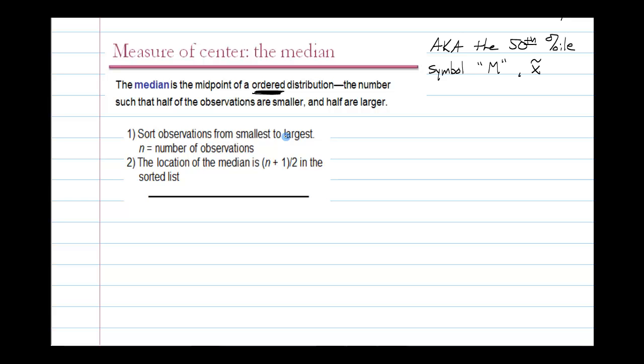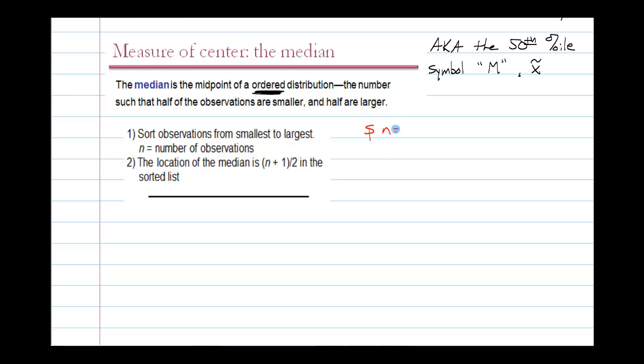So again, first thing we should do is sort the observations from smallest to largest, and then we note how many observations we have. And again, lowercase n is our sample size. Now the location of the median is going to be our sample size plus 1 divided by 2. It's going to be that number observation in the sorted list. So let's go ahead and look at two options here.